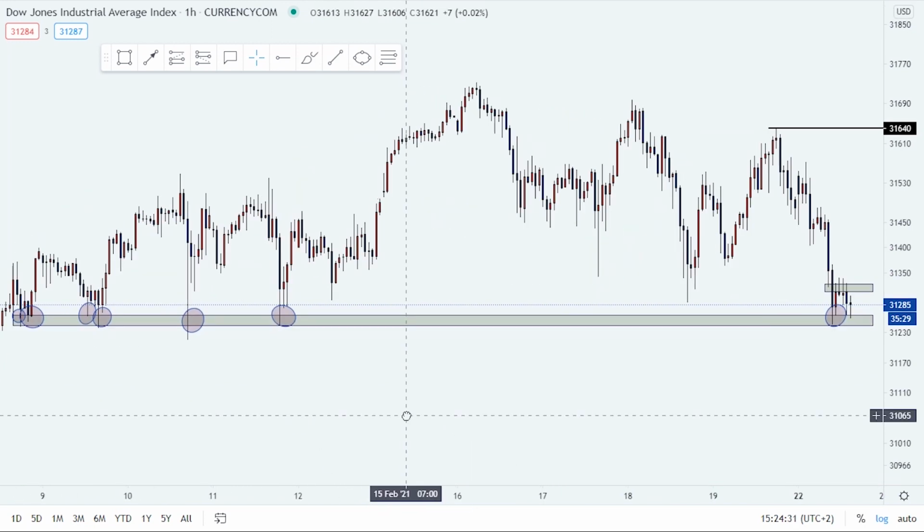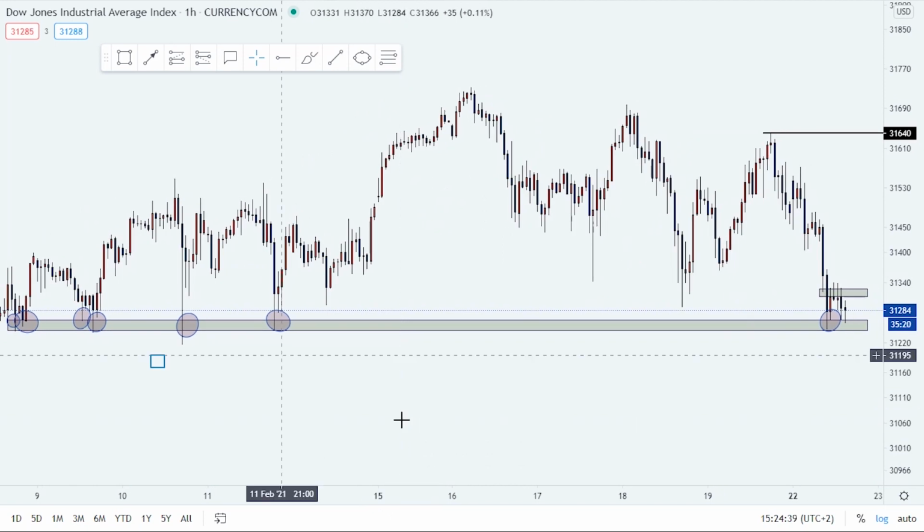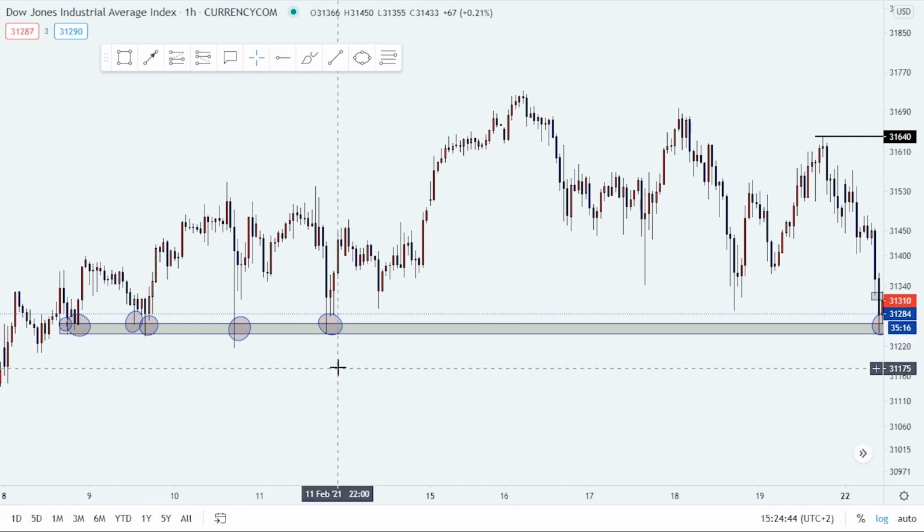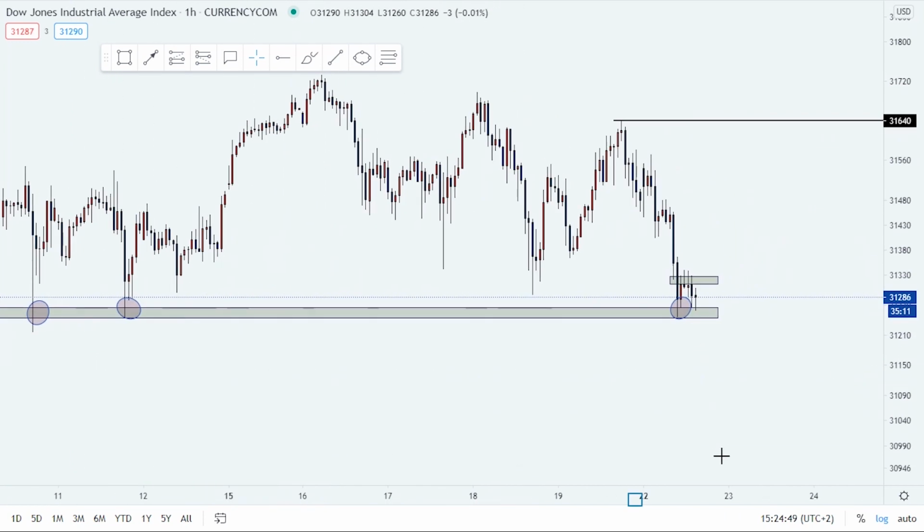So I'm actually looking at the US30 on a 1 hour time frame. I'm just going to go straight to the point. As you can see when I'm zooming in, this thing has been rejecting these areas for a while. The market has been rejecting this support for a while. As you can see, it rejected 1, 2, 3, 4, 5, 6, 7 times.